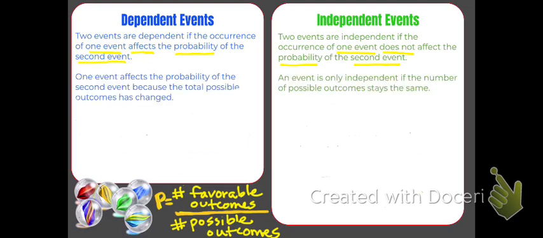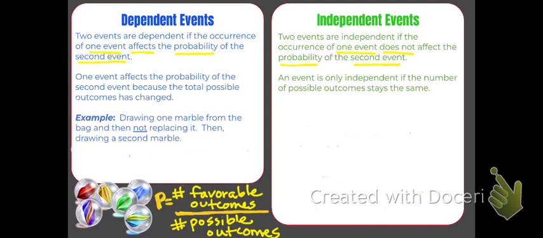So with dependent events, one event affects the probability of the second event because the total number of possible outcomes has changed. What goes down in the denominator has changed. With independent events, an event is only independent if the number of possible outcomes stays the same. So with dependent events, the possible outcome changes. With independent events, it stays the same.